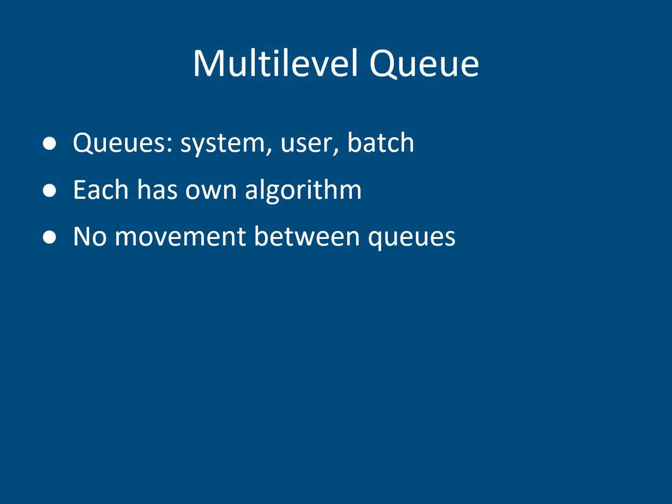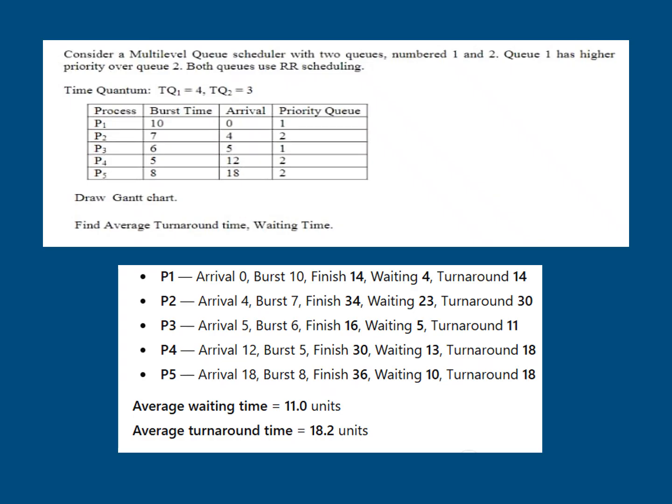Multi-level queue. In multi-level queue, processes are divided into separate queues like system, interactive and batch jobs. This is a two-level multi-level queue scheduler. Q1 with high priority uses round robin with quantum 4 and Q2 uses round robin with quantum 3. New jobs join their assigned queue at their arrival time. The scheduler always serves Q1 whenever it has ready jobs. Q2 runs only when Q1 is empty and Q1 arrivals preempt Q2.